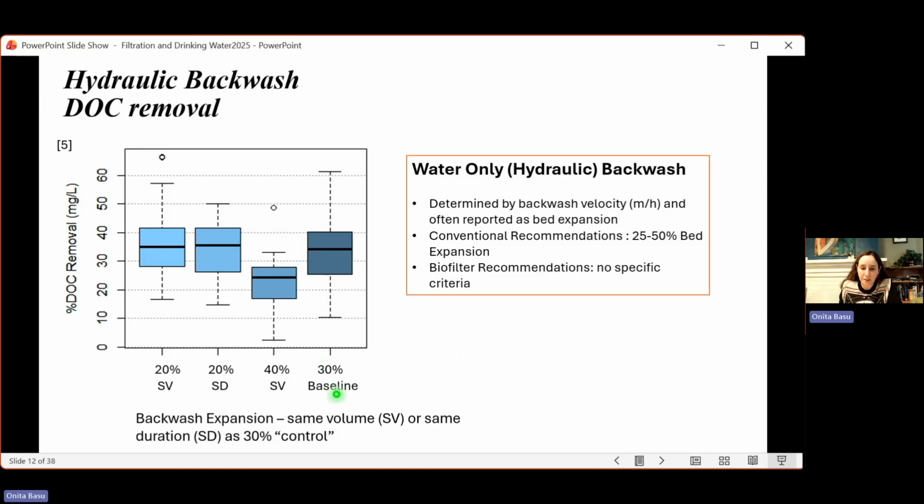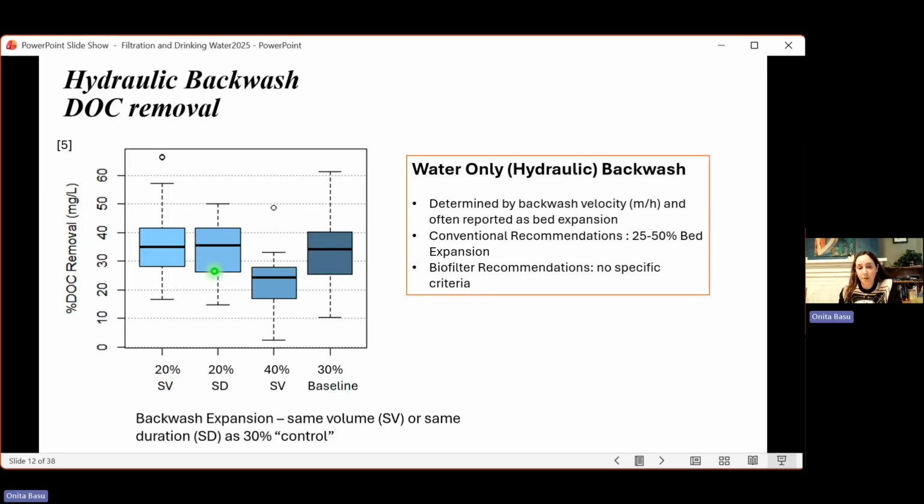So in this particular study, we were using 30% as a baseline for backwashing the bed and achieving around 35% removal, with some pretty big error bars, which is pretty typical in biofilters. Then we also looked at 20% with the same duration as the baseline. Same duration meant with a 20% expansion, it's a lower velocity, so you end up using less water. And then same volume was trying to do the 20% expansion for a longer time to use the same volume of water, because we just wanted to see how expansion worked.